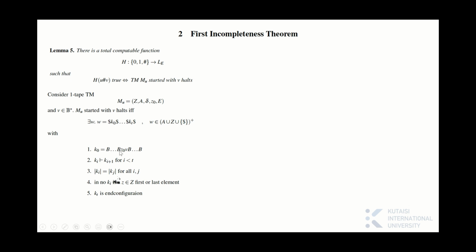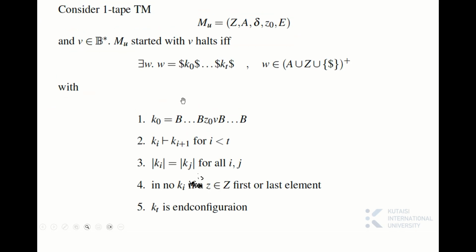So it has a bunch of blanks, however many I will need. Then it has a start state, and the V string is written out. Let me enlarge this. So MU on V halts means that you have a list of configurations. K0 is this. Every next configuration, so Ki+1, is the next configuration of Ki. So K1 is the next of K0, K2 is the next of K1. And next here means that there's a transition function that goes from Ki to Ki+1.